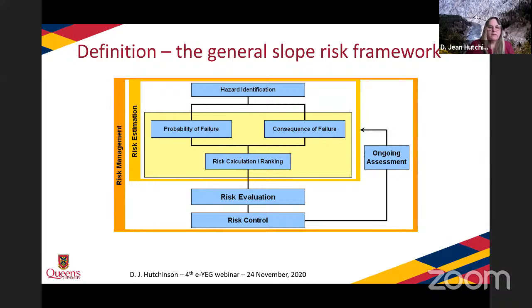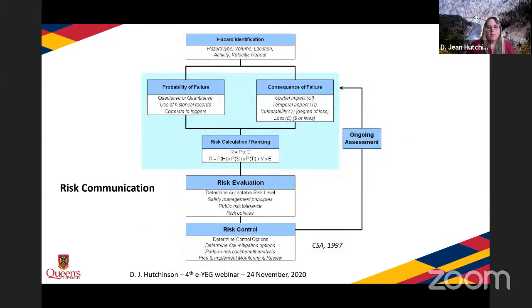You can see in this definition a risk estimation section, and then a risk management section. When we build this out a little bit, we can see some more detail in terms of identifying the hazards, looking at probability and consequence of failure, looking at evaluation and control.